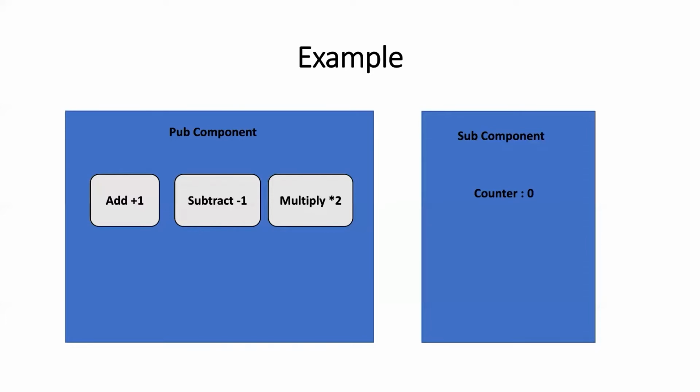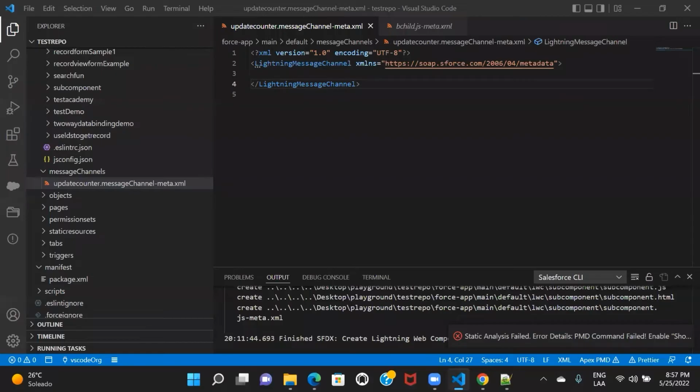So there are two sets of information that we would be passing. The first one would be the operator, the second one would be the constant. So in our message channel, we would be creating two fields, the first one for the operator and the second one for the constant. Let's go ahead and create these fields in our message channel file. So this is my message channel file.